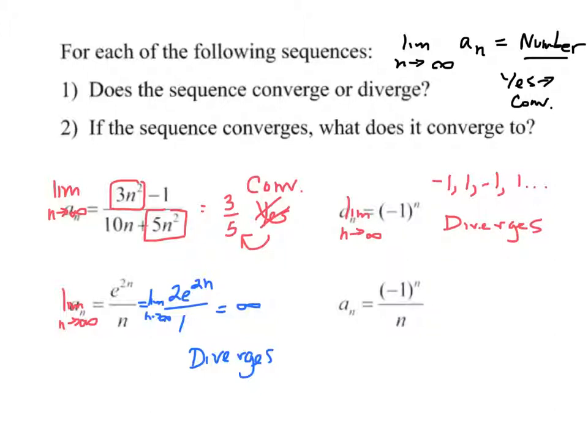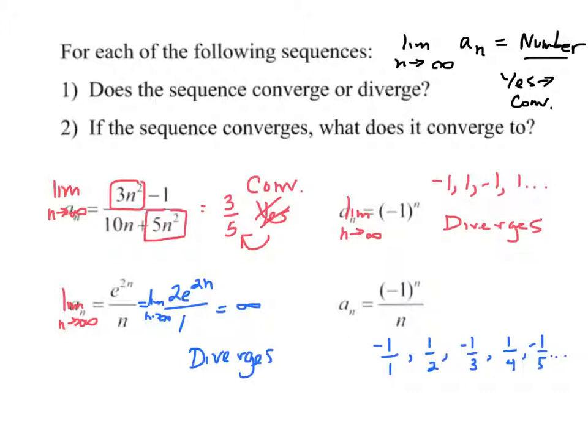This next one, negative 1 to the n over n. Well, let's list some terms here. If n were 1, you'd have negative 1 over 1. If n were 2, you'd have 1 over 2. If n were 3, you'd have negative 1/3. Okay, and then positive 1/4, negative 1/5, and so on.